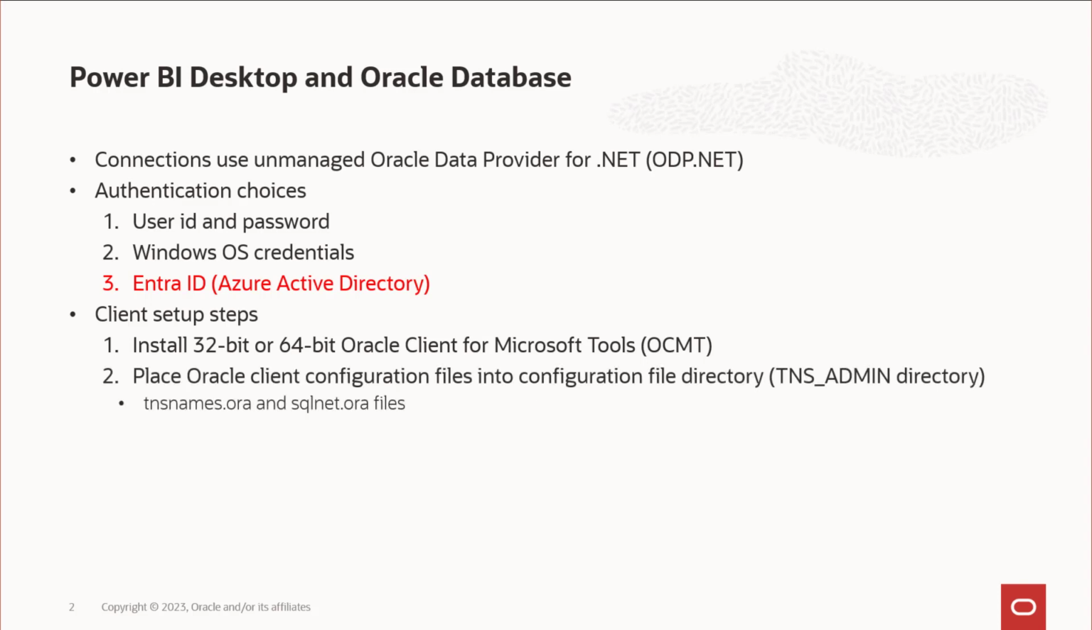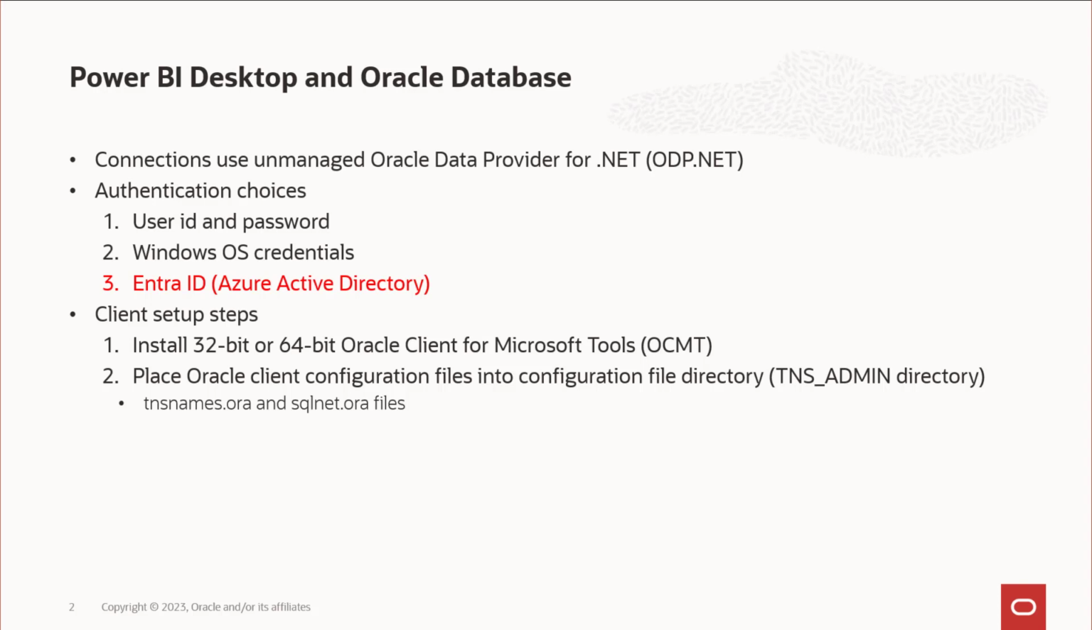Now you just have to set up your client-side configuration files to allow connectivity to your Oracle database, whether that's Autonomous Database, another cloud database, or your on-premise database. To do that, you would copy over your tnsnames.ora and sqlnet.ora files to your configuration file directory. This is also known as your TNS_ADMIN directory.